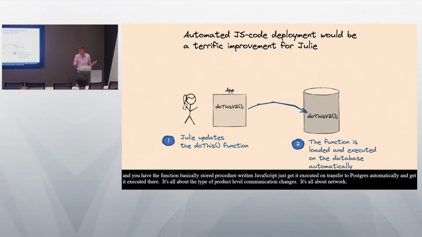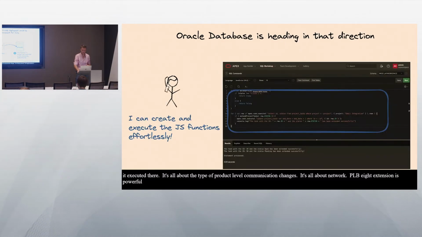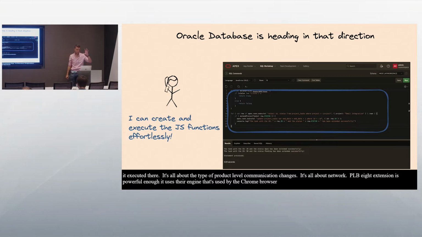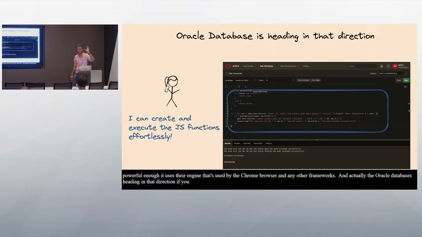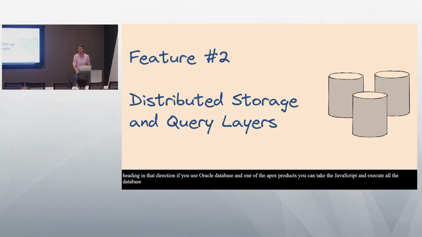Because the PLv8 extension is powerful enough. It uses the engine that is used by the Google Chrome browser and many other frameworks. And actually, Oracle database is heading in that direction. If you use Oracle Autonomous Database and one of the Apex products, you can really take your JavaScript code and get it executed over the database, just copy paste, and Oracle runs it automatically on the database for you. So that was the first one, the feature related to developer experience.